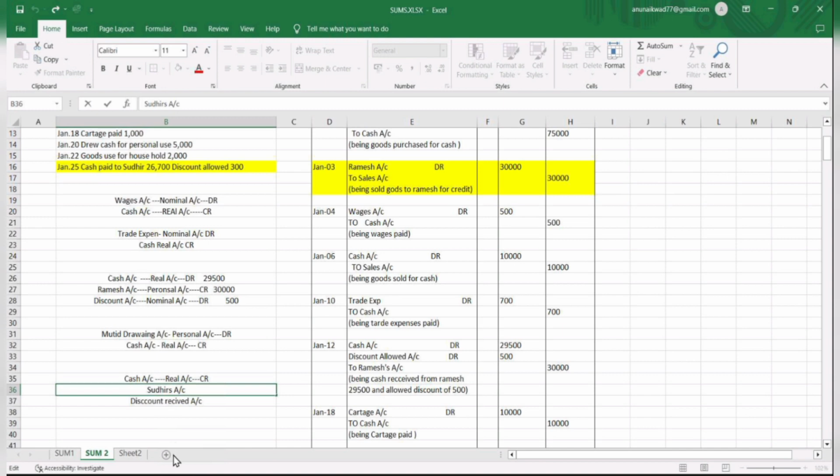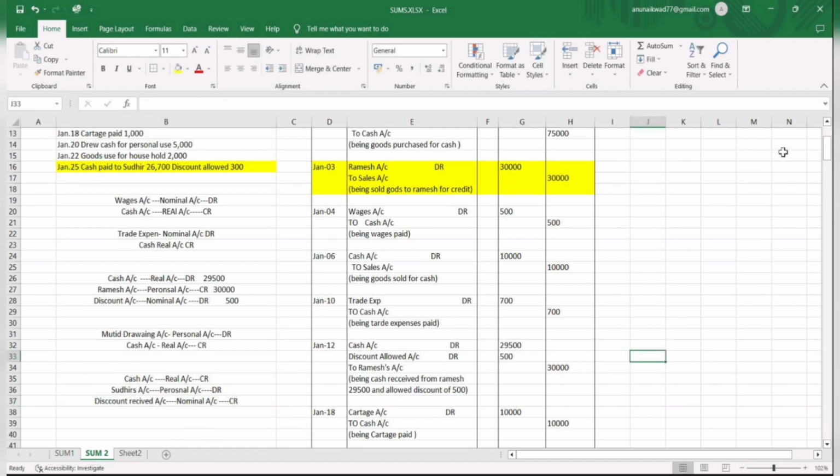Next, Sudhir's account we know is a personal account. He is the receiver, so that is debited. Next, discount received is an income for the business because we are paying less than the actual amount, so we are retaining that amount. It is a nominal account, and under nominal account incomes are credited. So this is how we have to record this transaction.